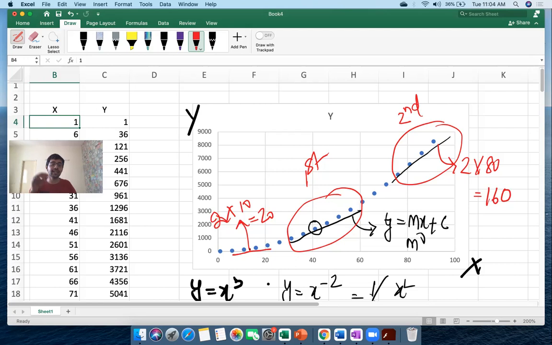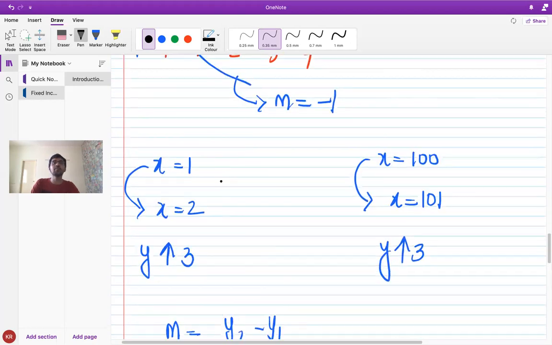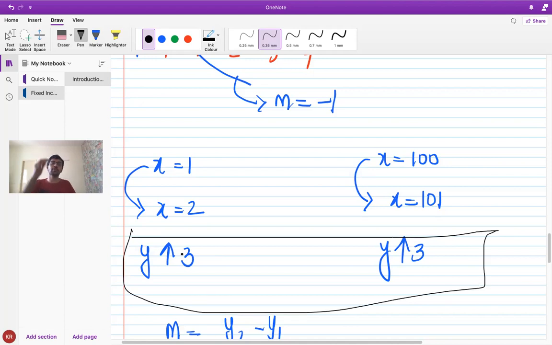Okay, so in case of a line, from wherever we were moving from, that is the reason I gave this example. Whether we are moving from x equal to 1 to 2, or from x equal to 100 to 101, the change in y is always equal to 3, and that is what I meant by slope being constant.